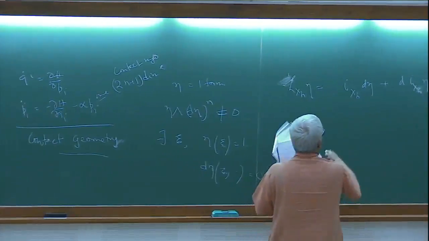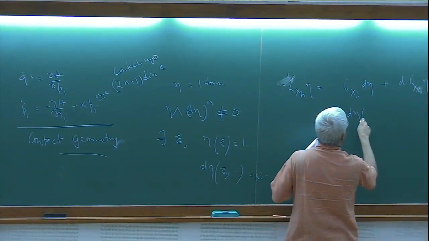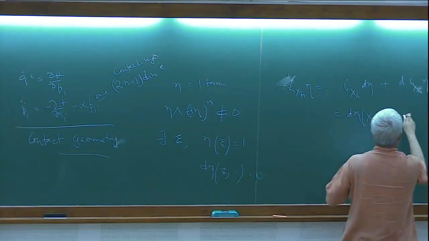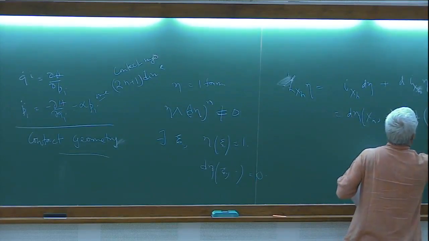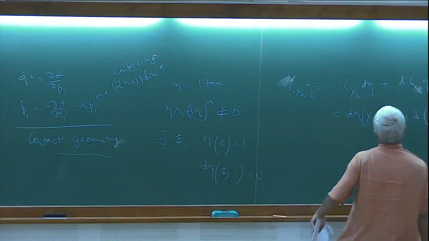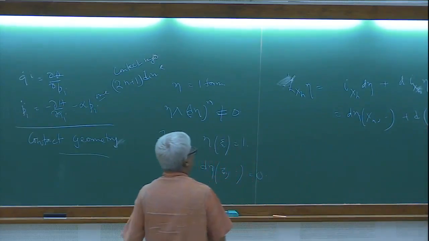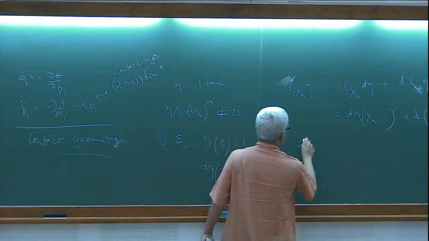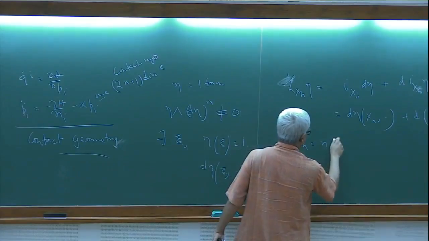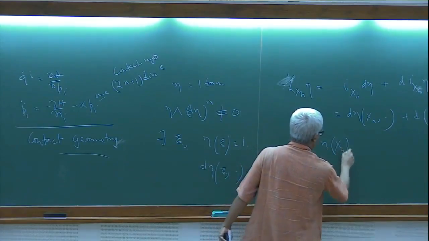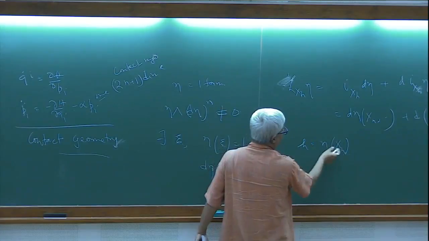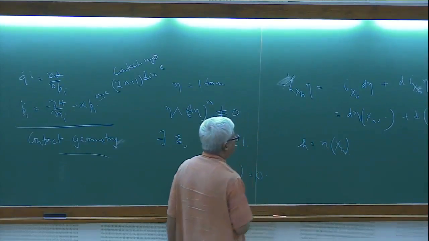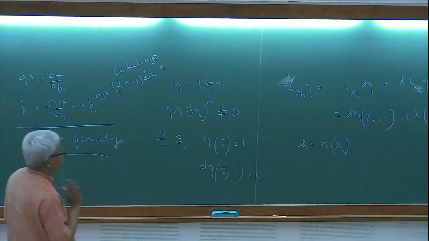So this will be d eta xh, and then the next one will be completely d of eta xh. This one, and there exists H. How is H defined? H is defined from this contact form. So it's a one form, it's a vector field. If you take a contraction, you get a function. This function is H.